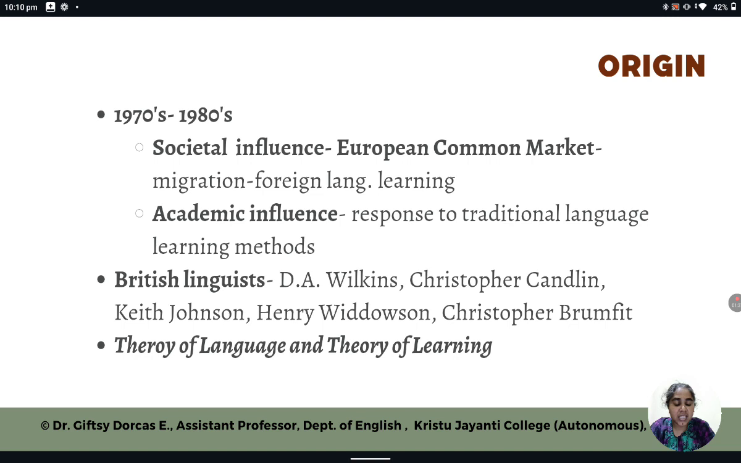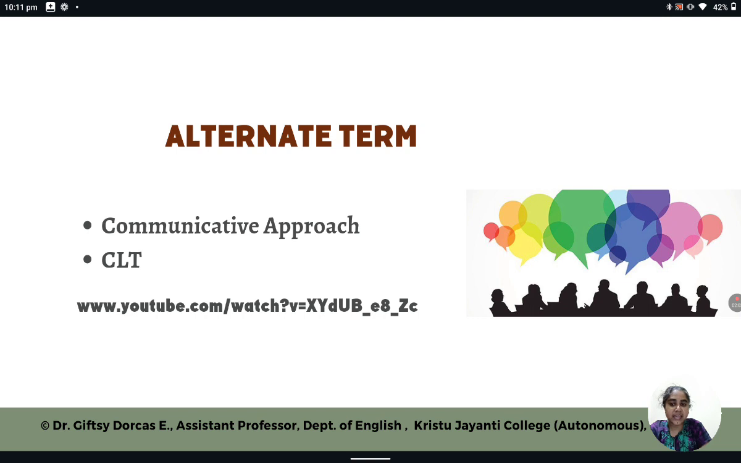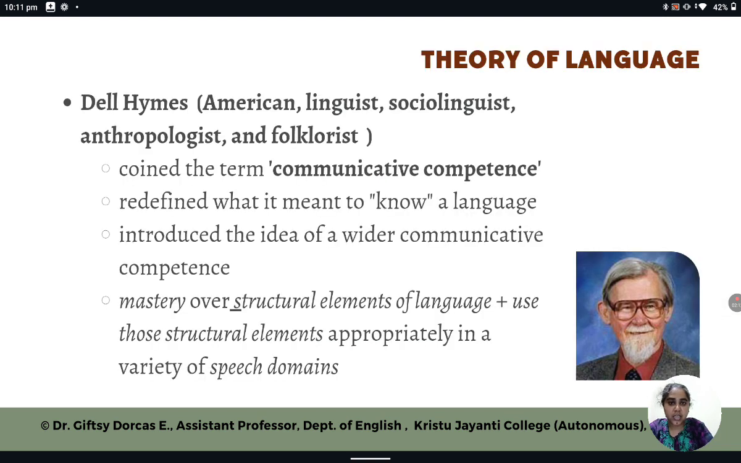This method was a response to traditional language teaching methods, and British linguists like D.A. Wilkins, Christopher Candlin, Keith Johnson, Henry Widdowson, Christopher Brumfit, they all brought forward a theory of language and a theory of learning, which are the base for this method of communicative language teaching. The other alternative terms by which CLT is referred to are the communicative approach. And the theory of language was put forward by Dell Hymes.